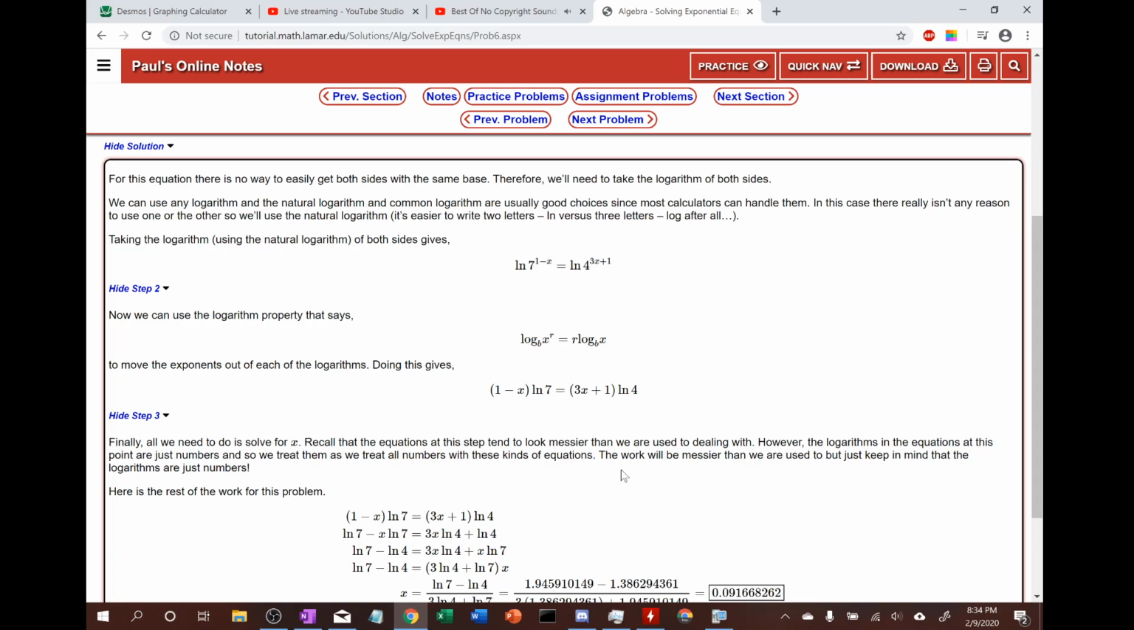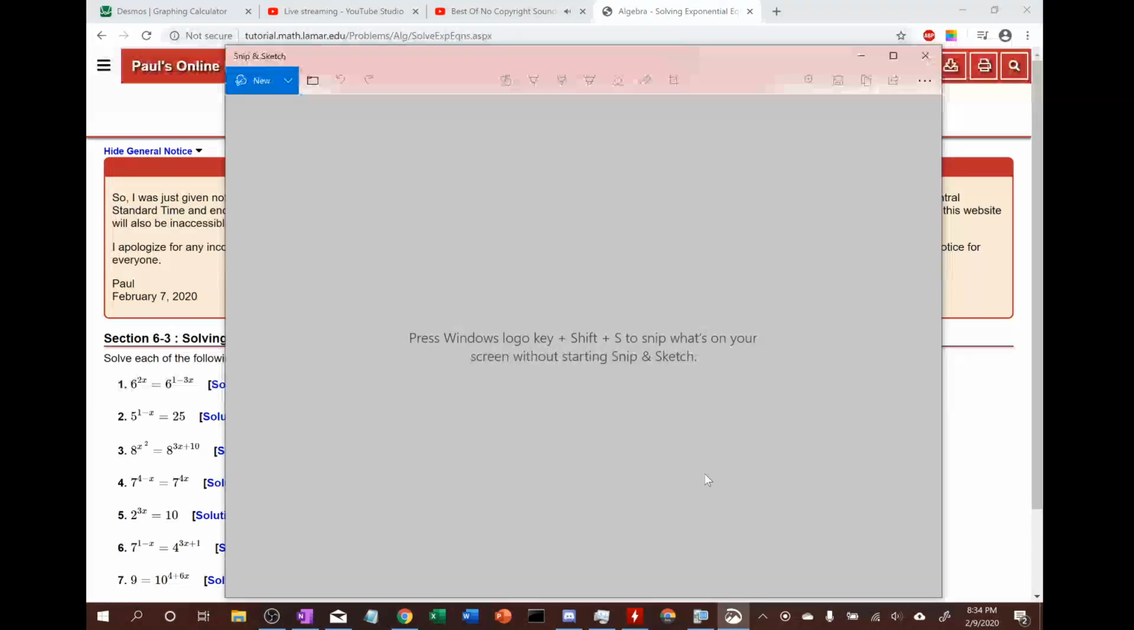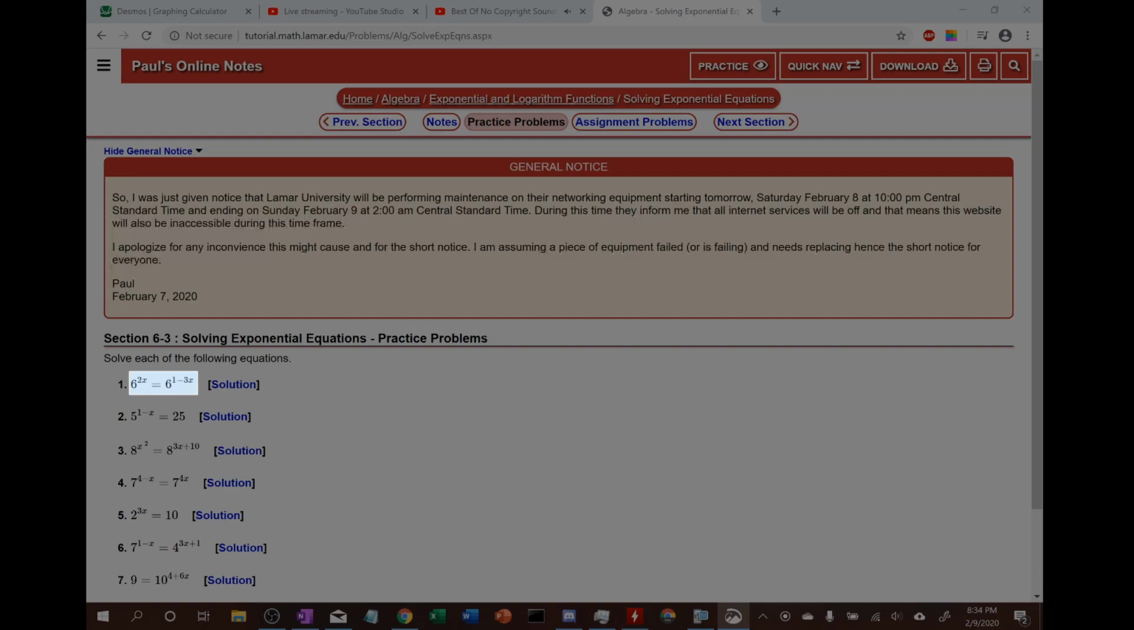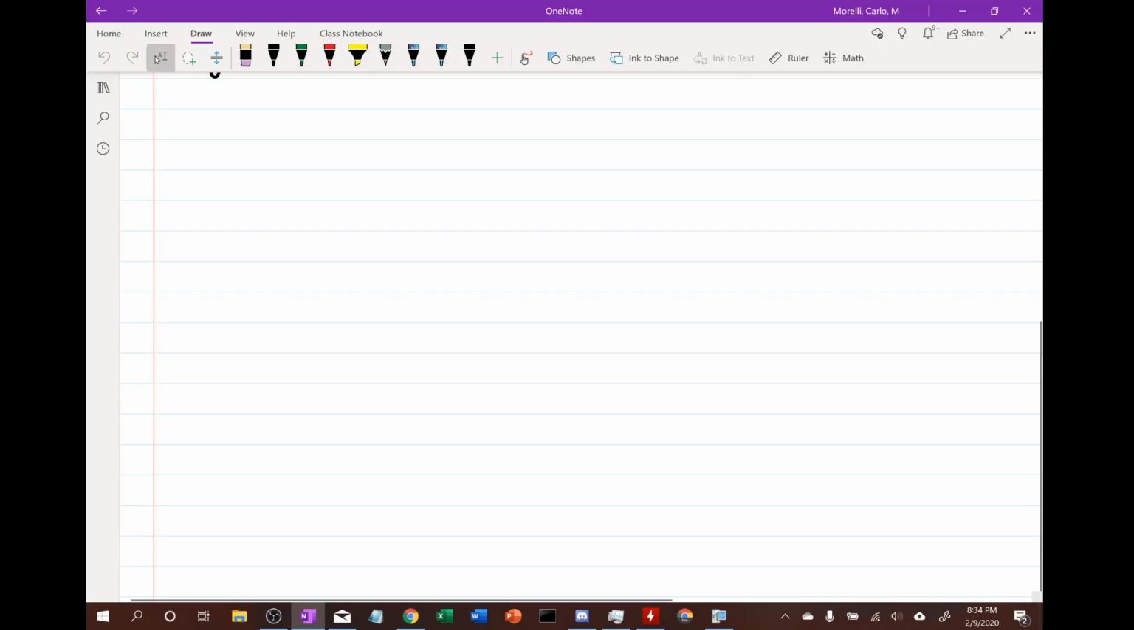Oh, this would be a fun one. All right, so let me go back. Let's go to the practice problems. So let's look at these. So we are going to, ladies and gentlemen, we are going to solve some exponential functions.